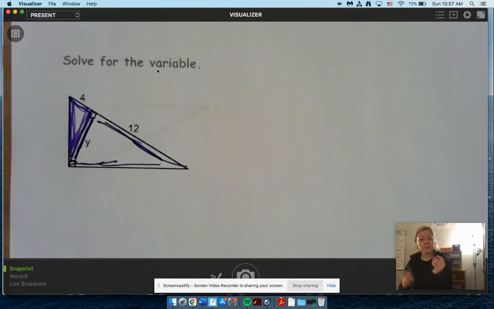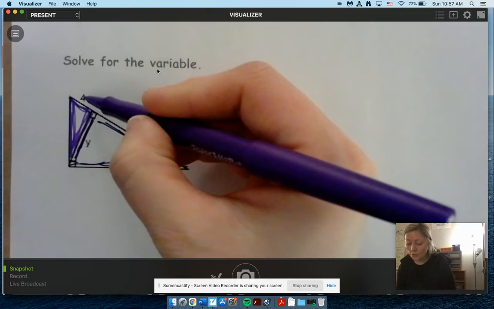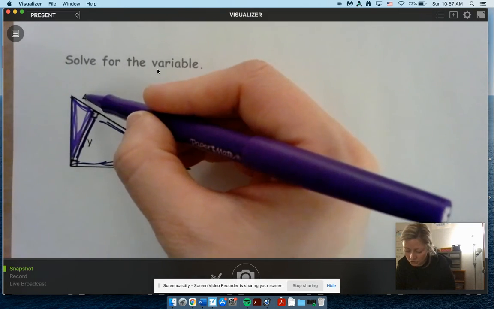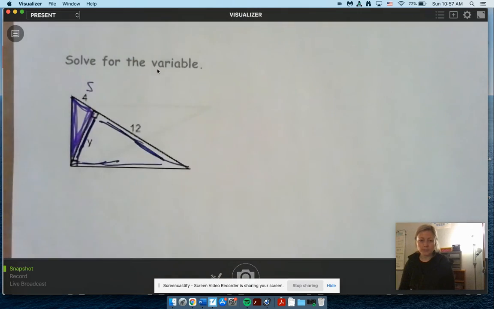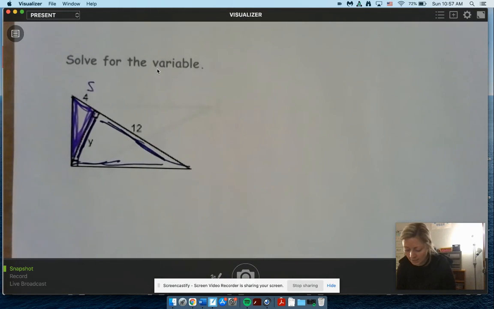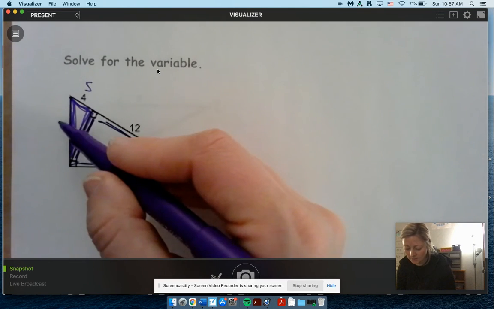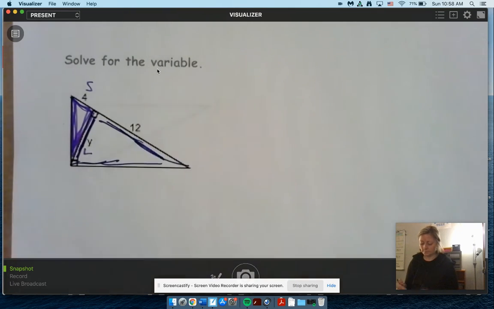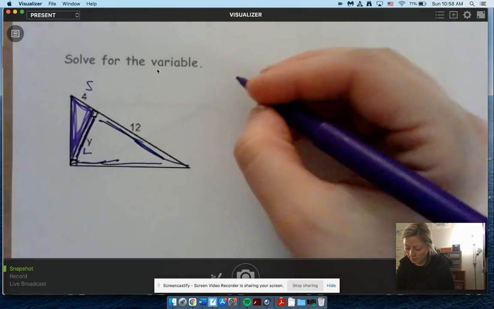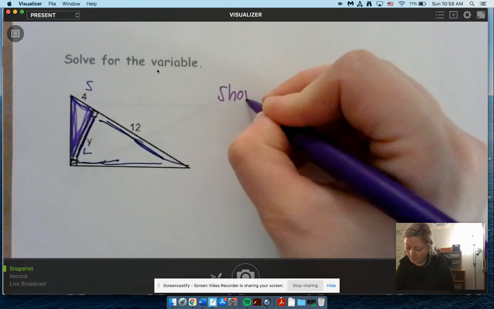So now we have to label our sides on these triangles. So 4 would clearly be our short side on that little purple triangle. And y would be our long side, right? Because here's our hypotenuse, so this would be our long. Okay, so now we know we're working with short and a long side.